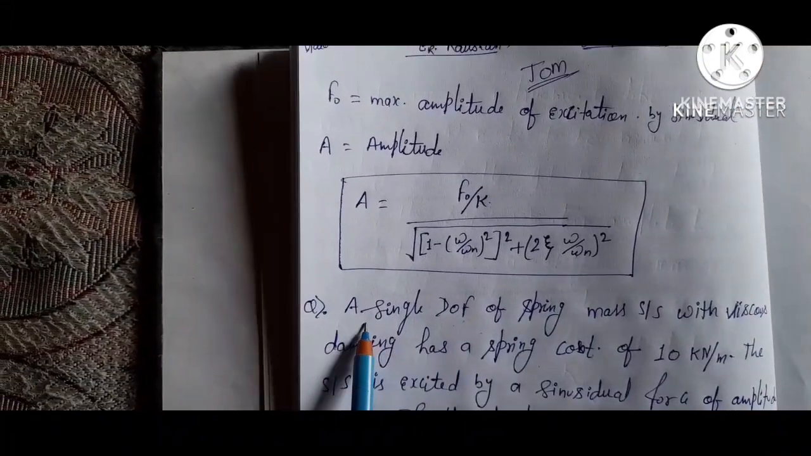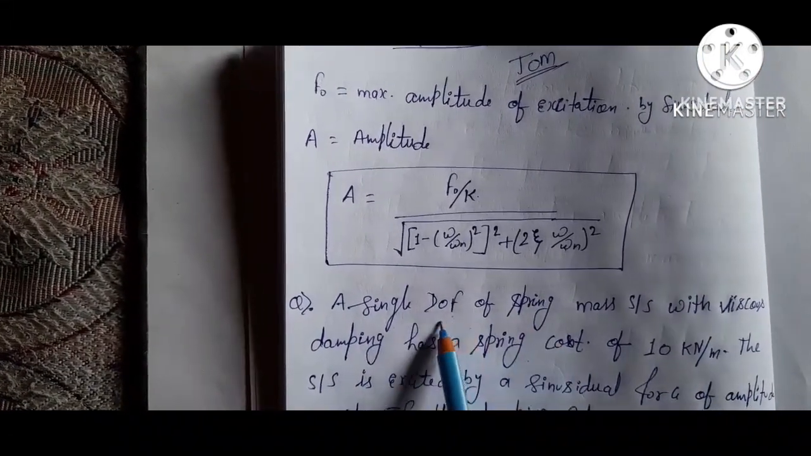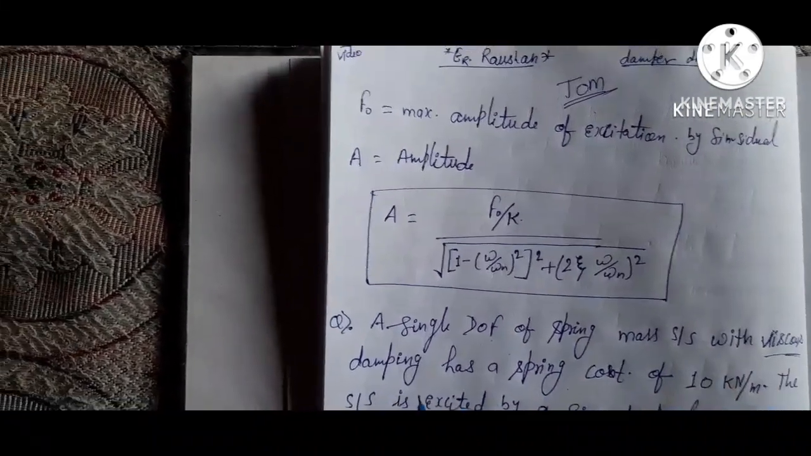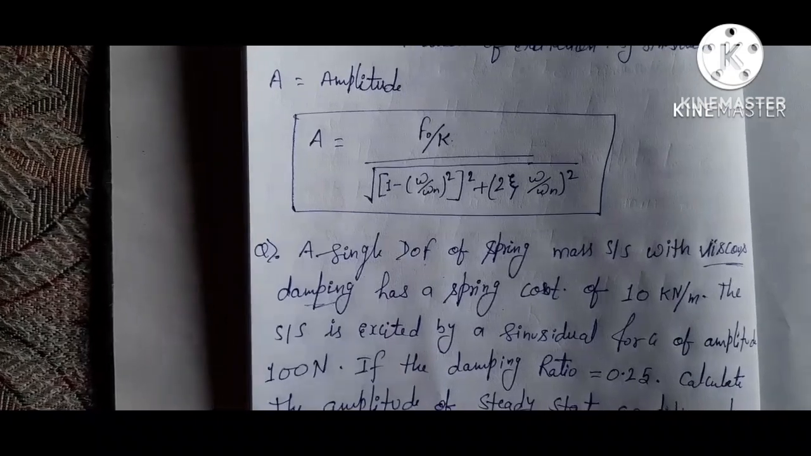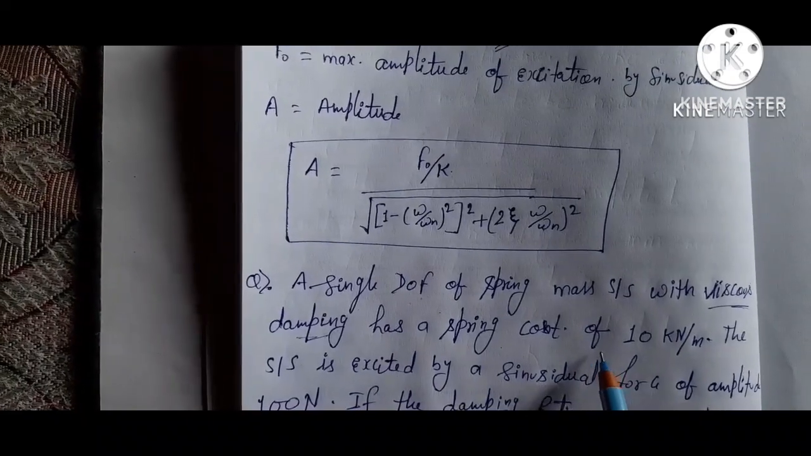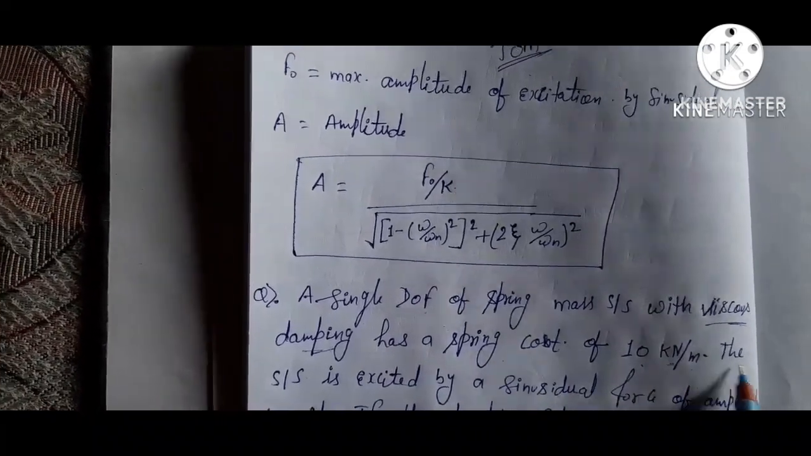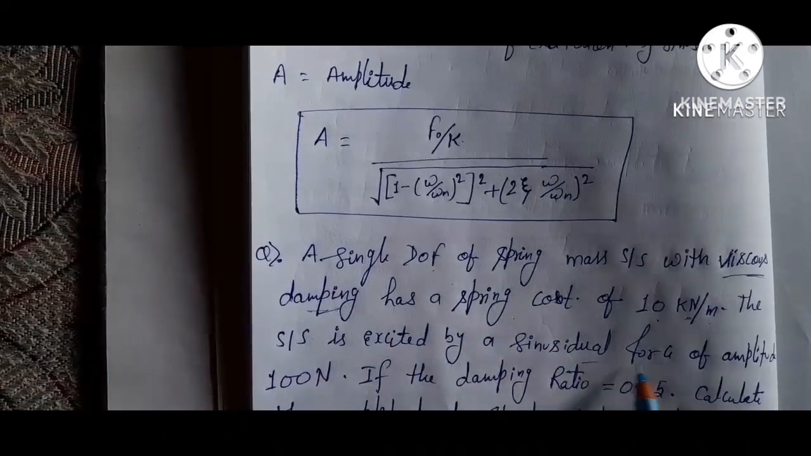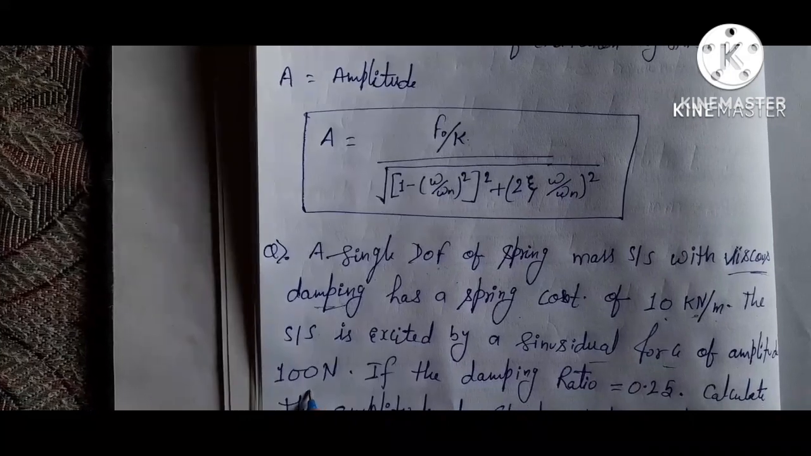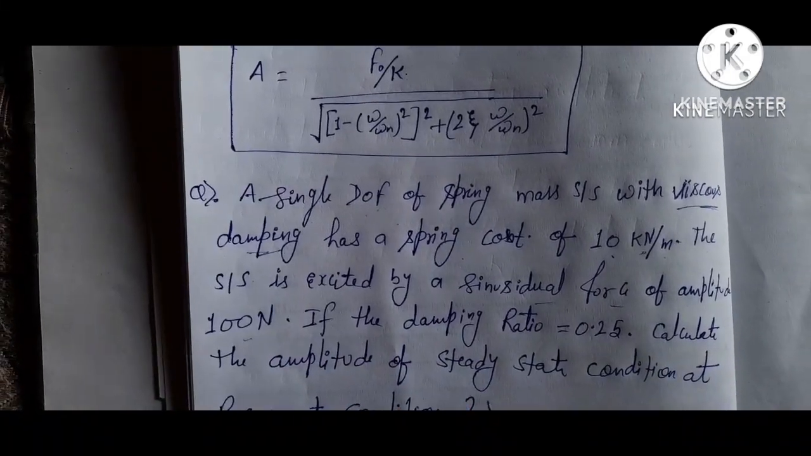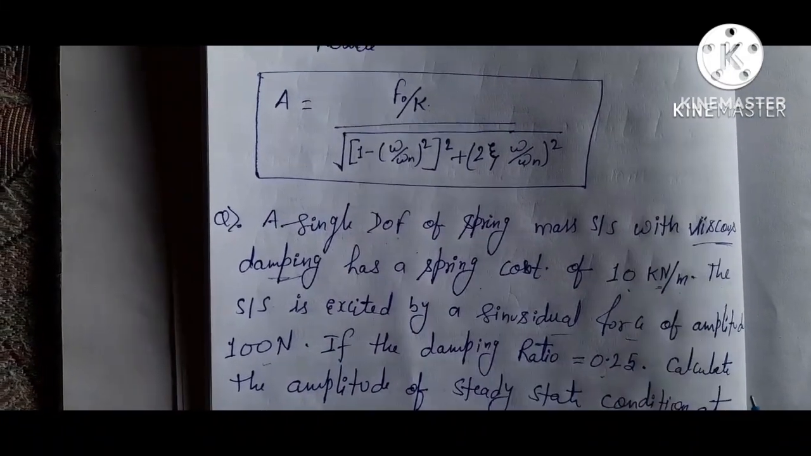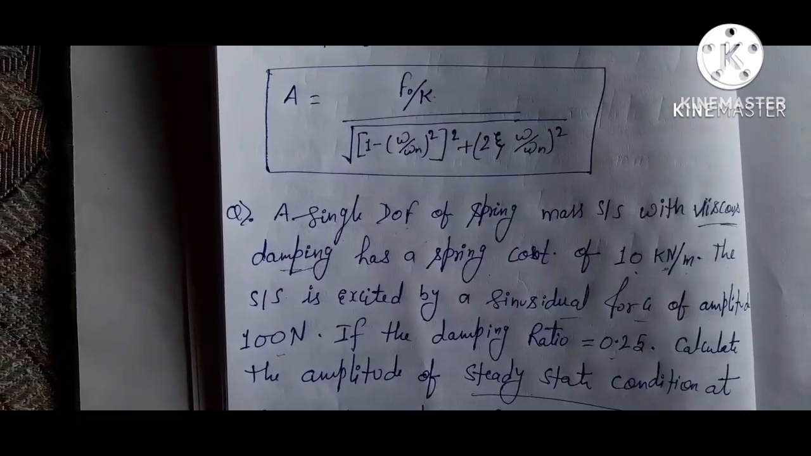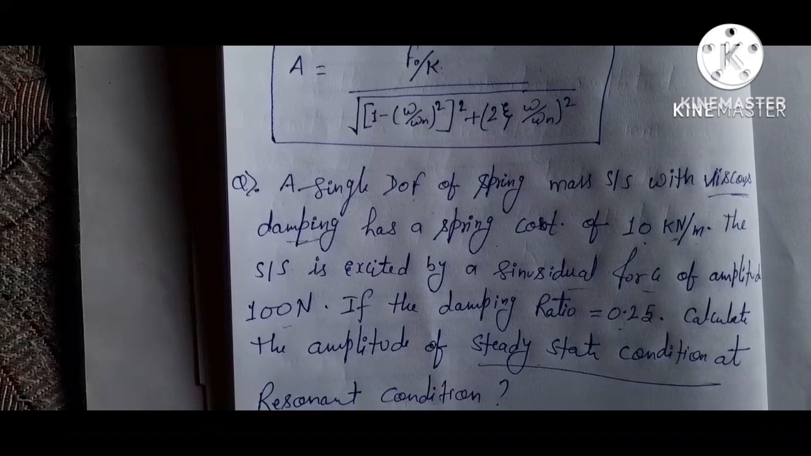Our question is: a single degree of freedom spring-mass system with viscous damping has a spring constant of 10 kilonewton per meter. The system is excited by a sinusoidal force of amplitude 100 Newton. If the damping ratio equals 0.25, calculate the amplitude of steady state at resonant conditions.